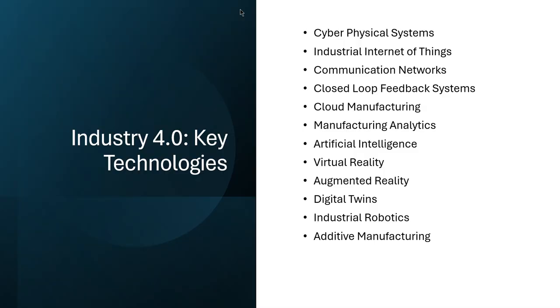The key technologies used in Industry 4.0 include cyber physical systems, industrial Internet of Things, communication networks, closed loop feedback systems, cloud manufacturing, manufacturing analytics, artificial intelligence, virtual reality, augmented reality, digital twins, industrial robotics, and additive manufacturing. Each of these technologies will be explained in the following section.